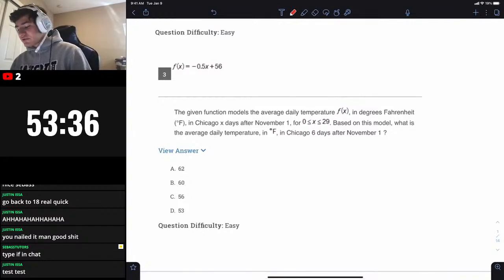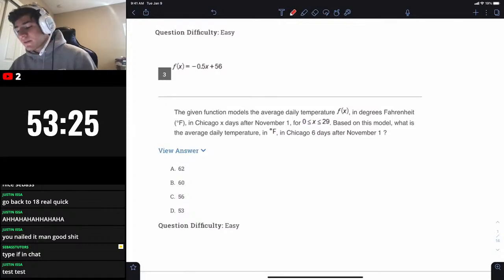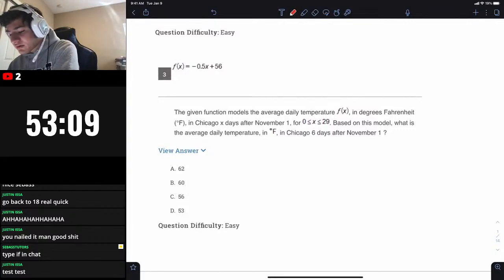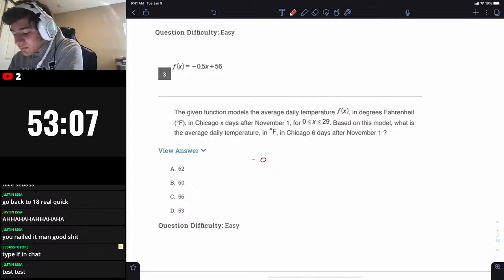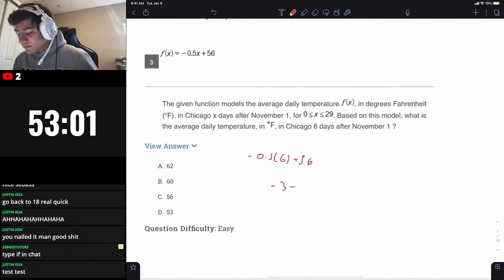Okay. The given function models the average daily temperature f of x, in degrees Fahrenheit, in Chicago, x days after November 1st. Based on this model, what is the average daily temperature 6 days after November 1st? I don't know why I'm so slow right now. Okay, just plug in 6 for x. So negative 0.5 times 6 plus 56. That is going to be negative 3 plus 56, or 53 degrees.